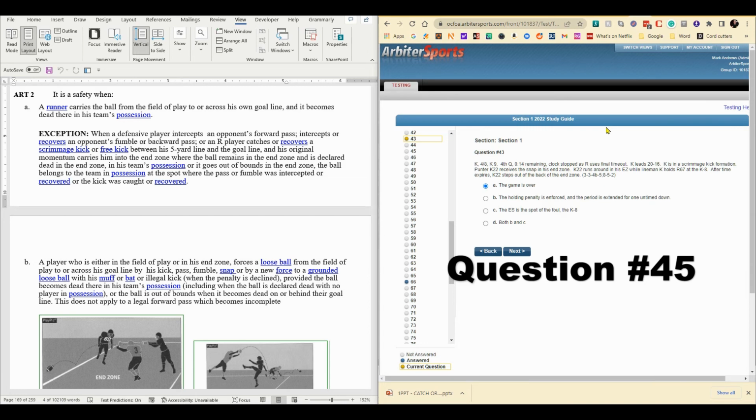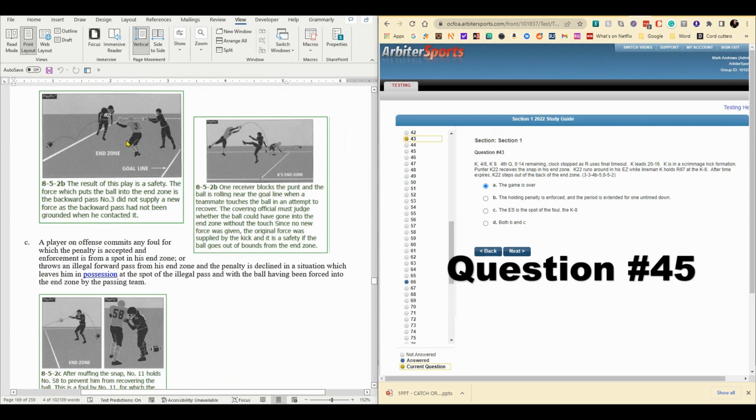So, B has to accept the penalty. So now the question is, where is the enforcement spot? And 852 says it is a safety when, and then the typical one, the runner carries the ball from the field of play across the own goal line and becomes dead. That's exactly what happened.